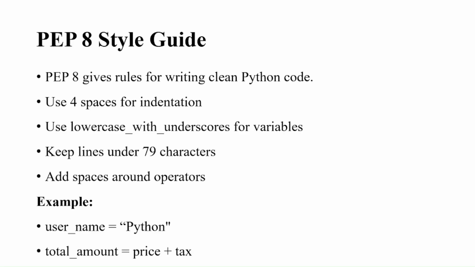Next one is add spaces around operators. It means we have to give spaces before and after the operator. Operator means plus, greater than, less than. These are the operators we use in Python. And examples, here we use user_name with underscore and with lowercase letters. Next I will give an example for operators and spaces around the operators.